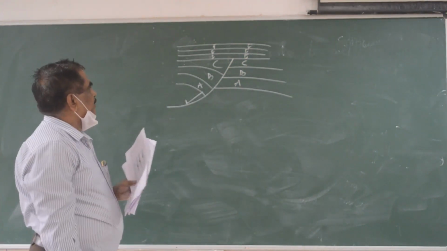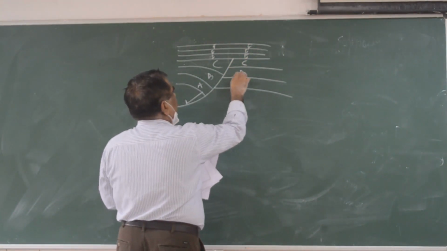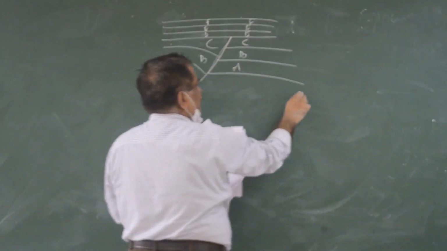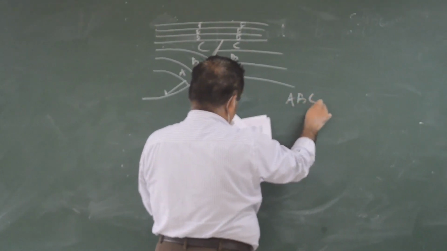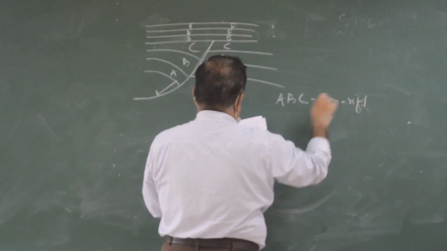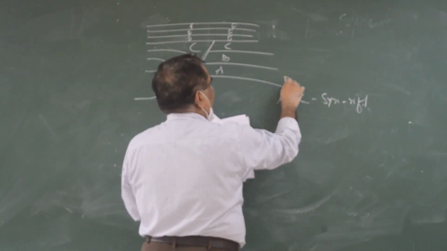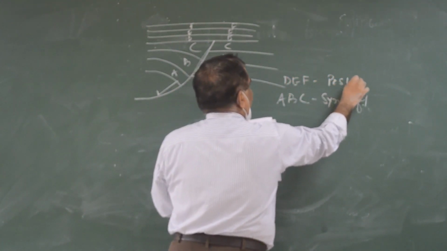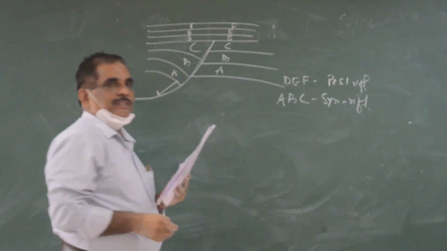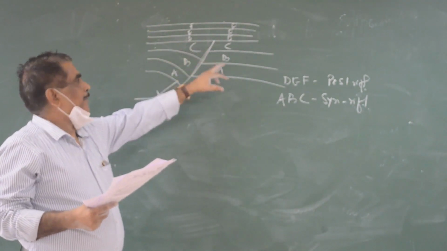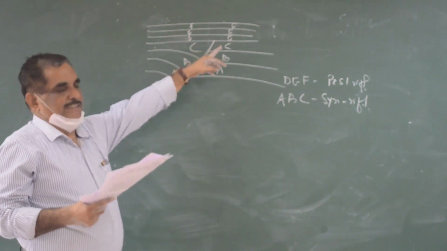Now suppose somebody asks you what is the difference between A, B, C and D, E, F. That means A, B, C is syn-rift, and D, E, F are post-rift. The basic definition is that thickness is increasing here compared to the other side. Here the thickness is the same.